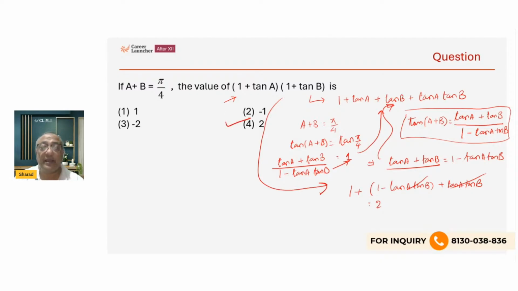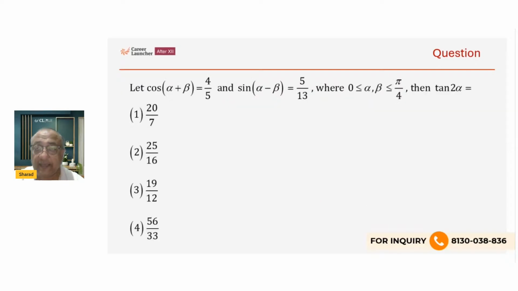Understood? So don't panic if you get these kind of sums. You just have to do all the things. You have to simplify the term which they are asking, and you have to put the formula. So this is the next question, and the concept over here is the value of tan A plus B. Tan A plus B is tan A plus tan B upon 1 minus tan A tan B. Next one.